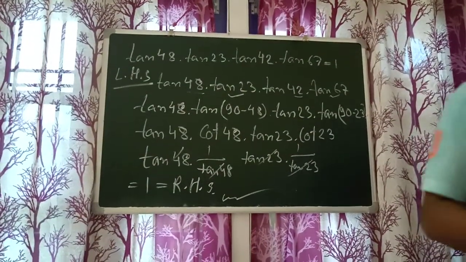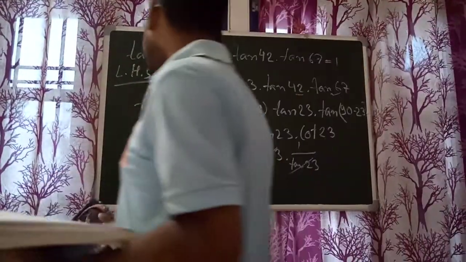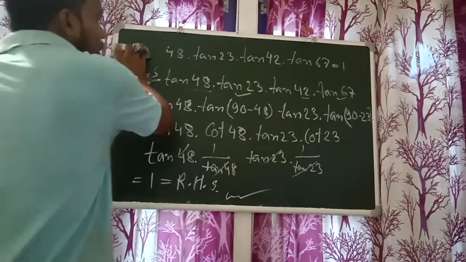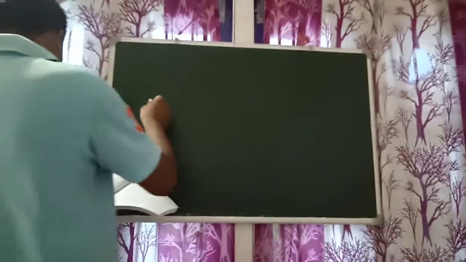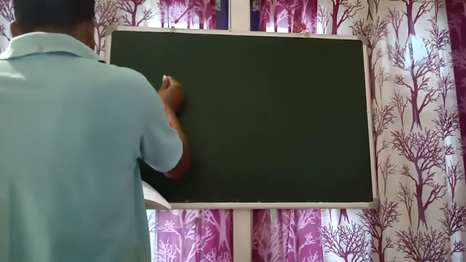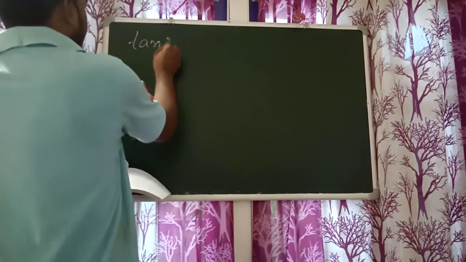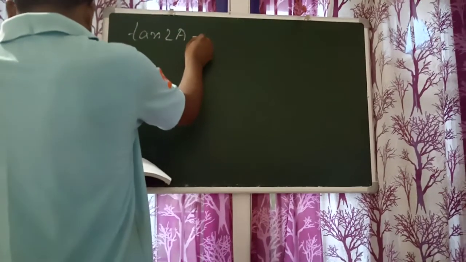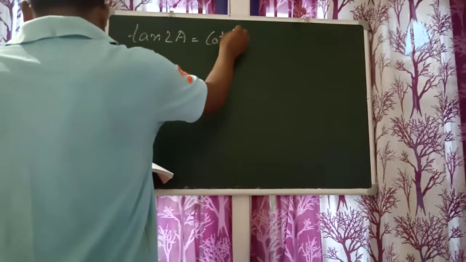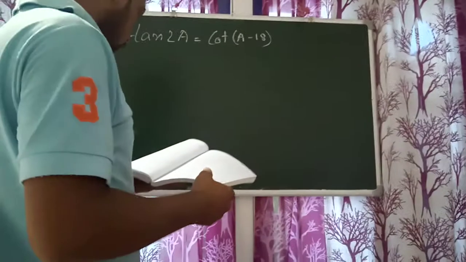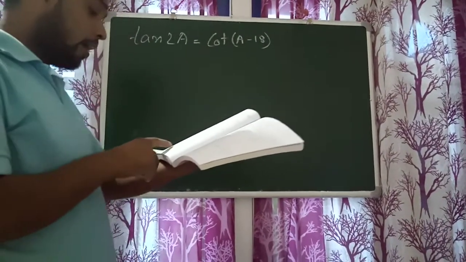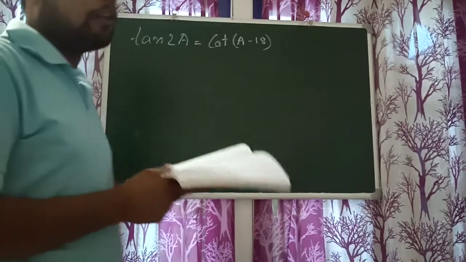Now see question number 3. Question number 3 is most important one for exam view. It is very important. If tan 2a is equal cot a minus 18, where 2a is an acute angle, find the value of a.